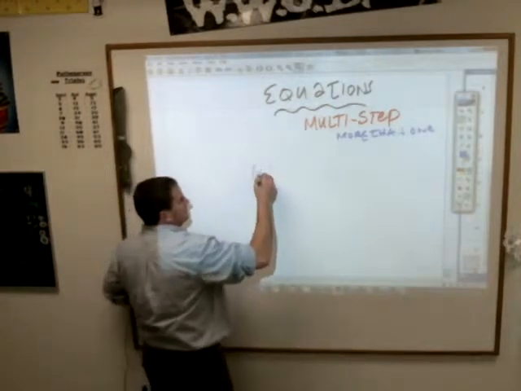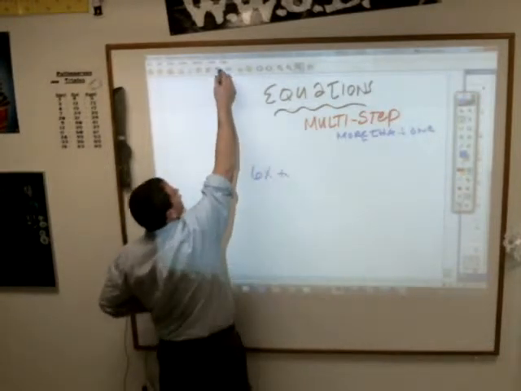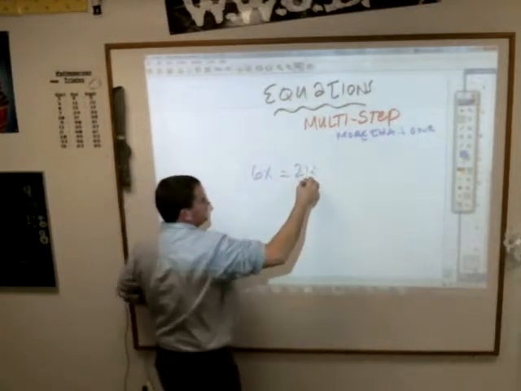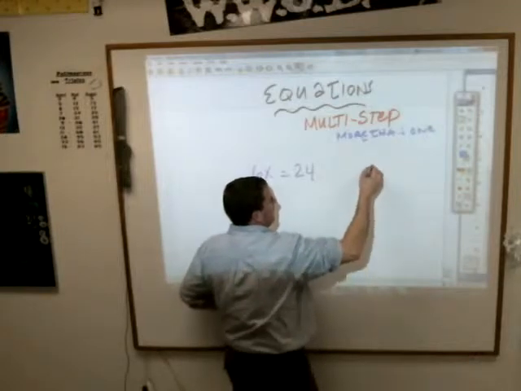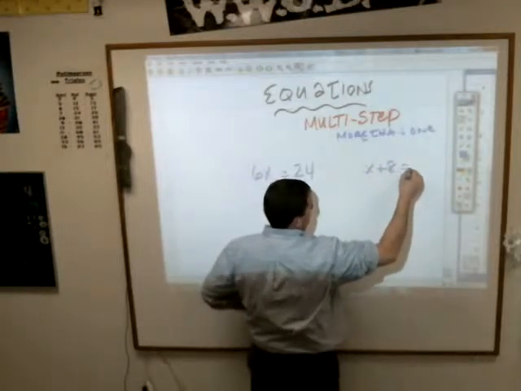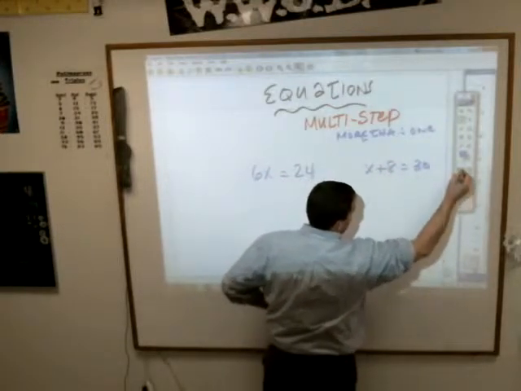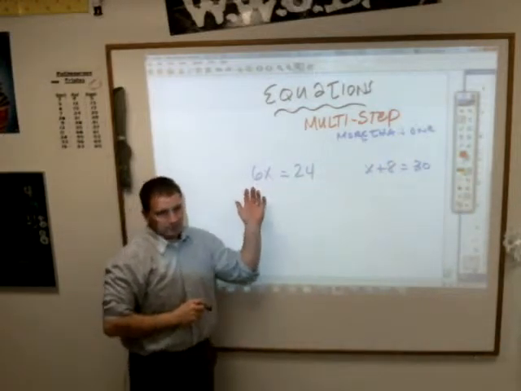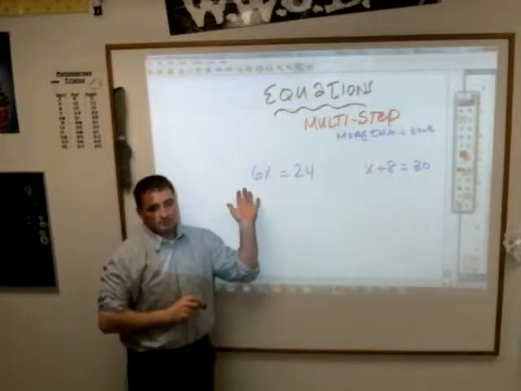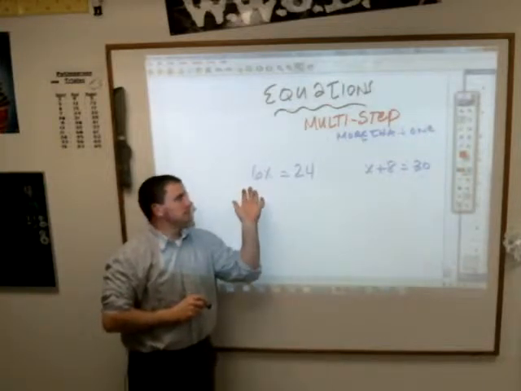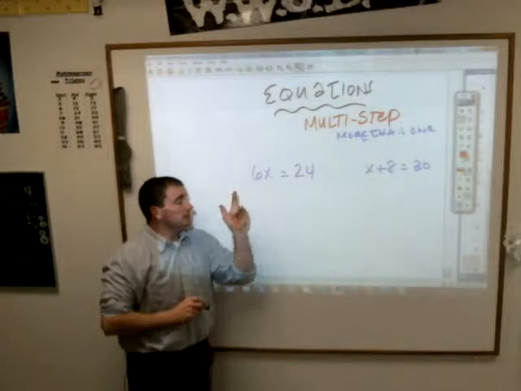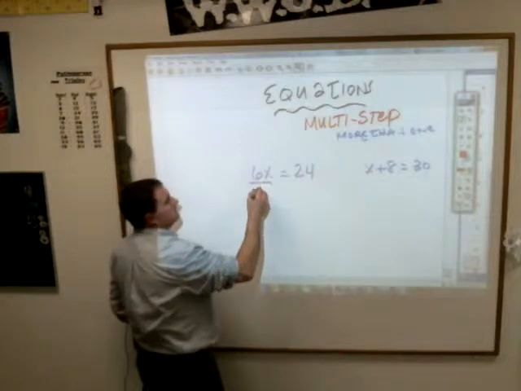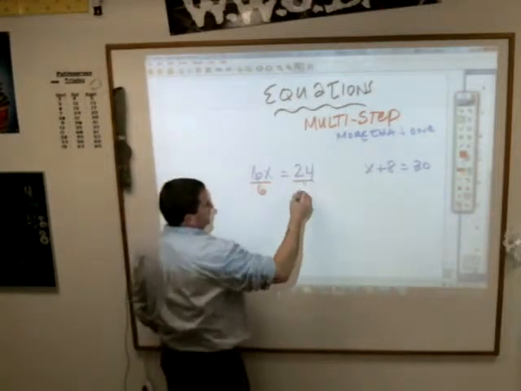If I have this 6x equals 24, and I have x plus 8 equals 30. Okay. How many steps would it take to solve this one? John? One. And that step would be what? Divide by 6. Divide by 6.